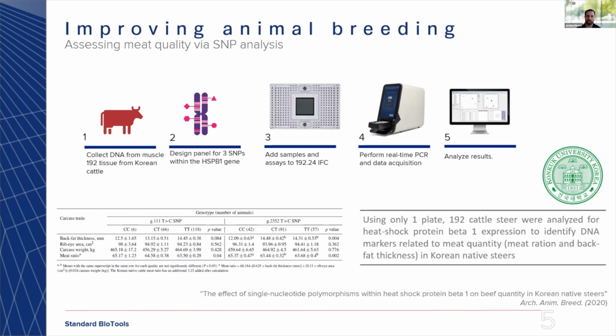Samples and assays were loaded to the IFC with the reagents necessary, then run for the real-time and the data acquisition, and results were analyzed. And so for them, using only one plate, 192 cattle steers were analyzed for heat shock protein beta 1 expression to identify DNA markers related to meat quality in Korean native steers.